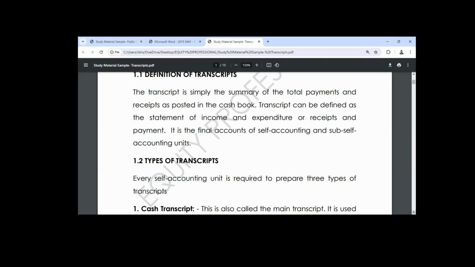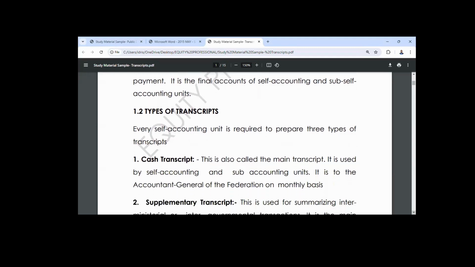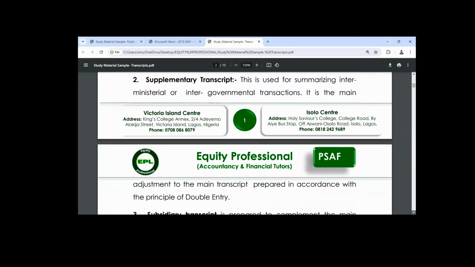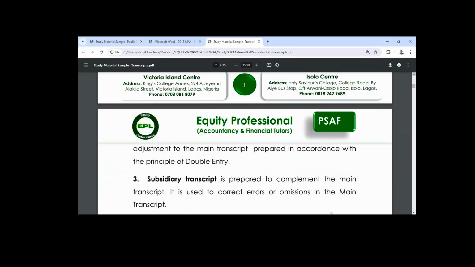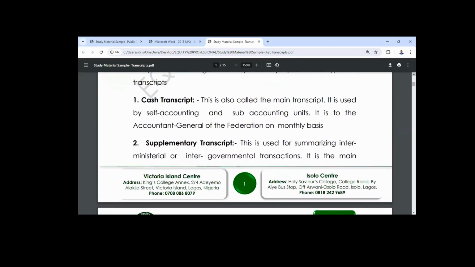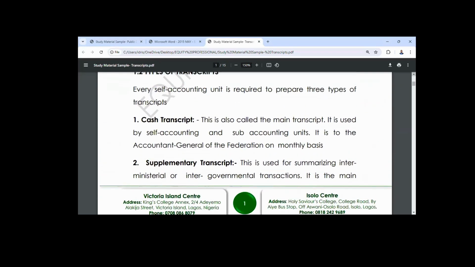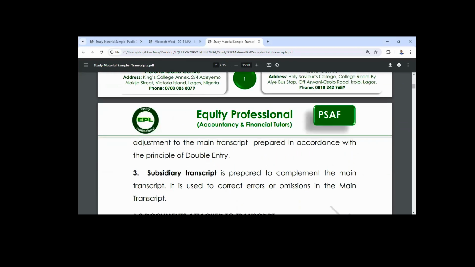Type of transcript. There are 3 types of transcript. We have cash transcript, we have supplementary transcript, and we have subsidiary transcript. I will now explain them one by one.